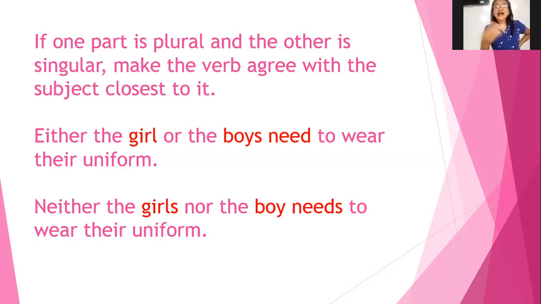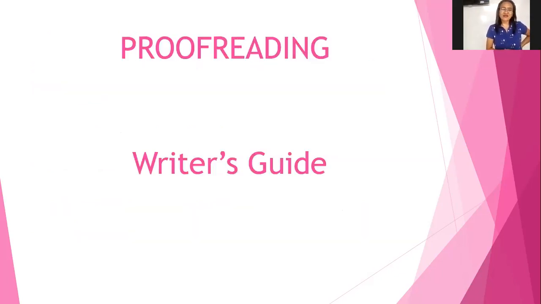Okay, next sentence. Neither the girls, now girls is plural, nor the boy is singular. Look at the verb, need. Our subject closest to the verb is singular, boy is singular. So the verb has to agree with the closest subject, which is singular, so our verb is also singular. So how do you read it? Neither the girls nor the boy needs to wear their uniform. Okay, hope you got that. That's very important. Something that you will add to your knowledge today.